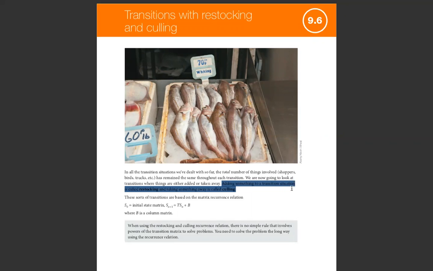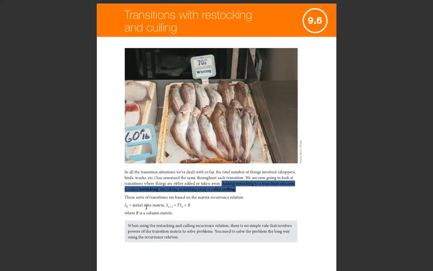So instead of keeping, like we used to do in the examples where the number of trucks at the beginning, the initial state matrix, stays the same, and then we continue doing the problems according to that, in here the initial situation may change during the year. So if we are adding things, we say it's restocking, and when we are cutting things, deleting, removing things, it's culling.